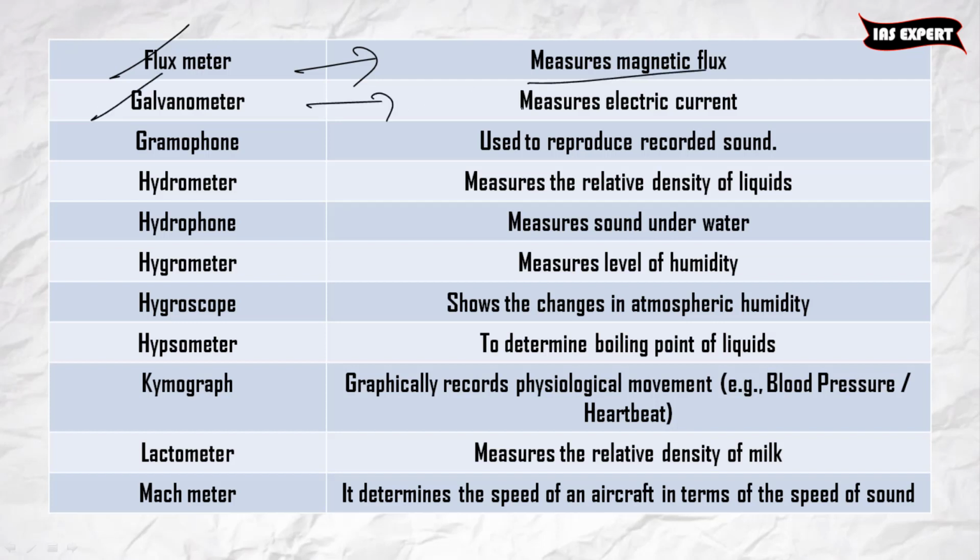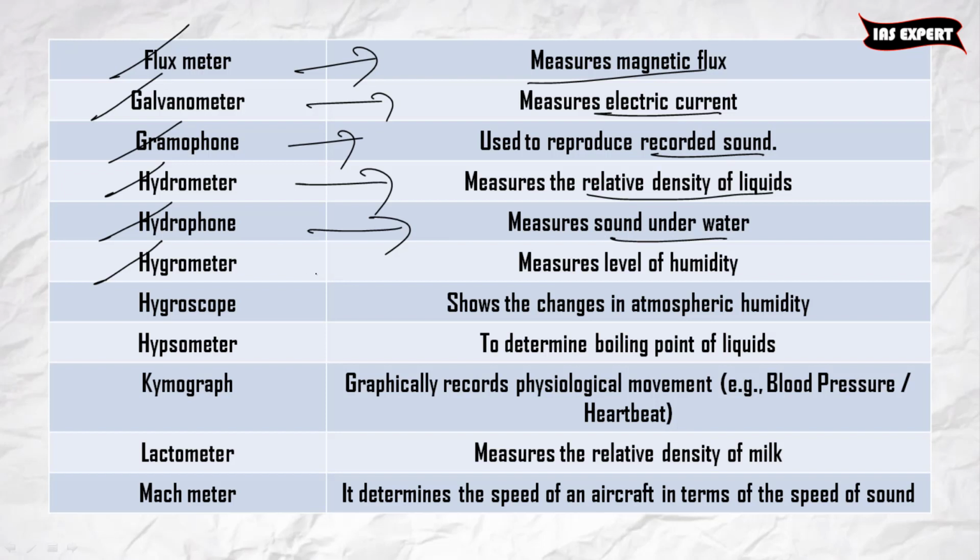Galvanometer. The instrument measures electric current. Gramophone. The instrument which is used to reproduce recorded sounds. Hydrometer. The instrument measures relative density of liquid. Hydrophone. This instrument measures sound under water. Hygrometer. This instrument measures level of humidity. Hygroscope. This instrument shows the change in atmospheric humidity.